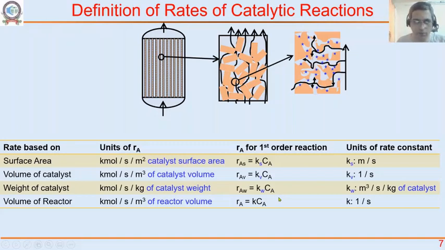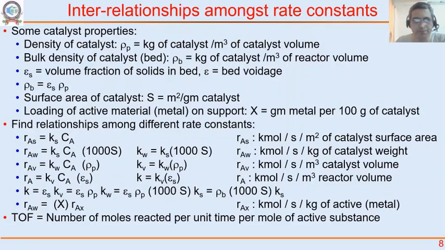Okay, let's go forward. What we'll try to do now is interrelate all these different ways of expressing rates for a catalytic reaction. But before we start doing that, we will need some properties about the catalyst. For example, what is the surface area of the catalyst? How much catalyst is there in terms of weight? How many kgs of catalyst are there per unit volume of the catalyst or per unit volume of the reactor? So we'll need some of these catalyst properties. So let's first start looking at properties, then we will solve a problem.